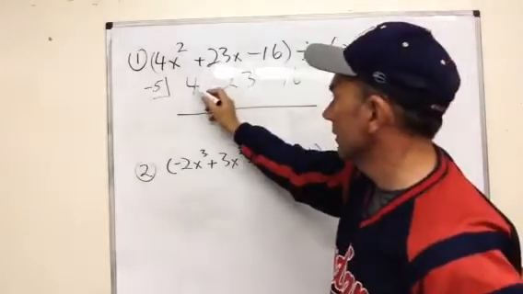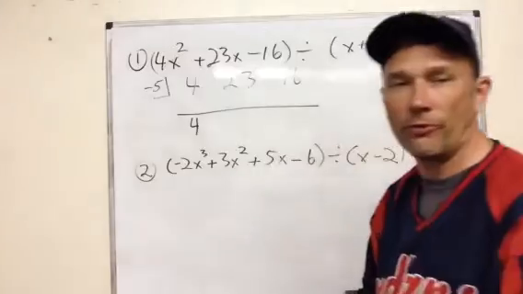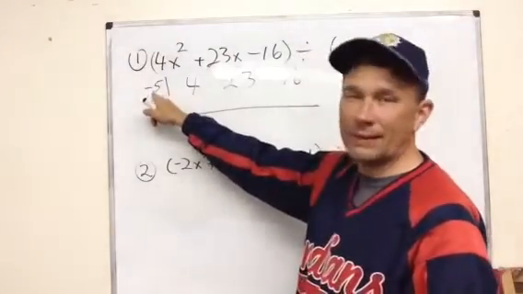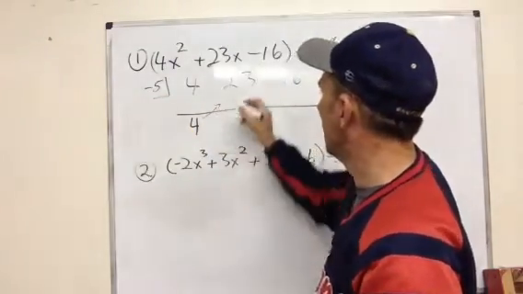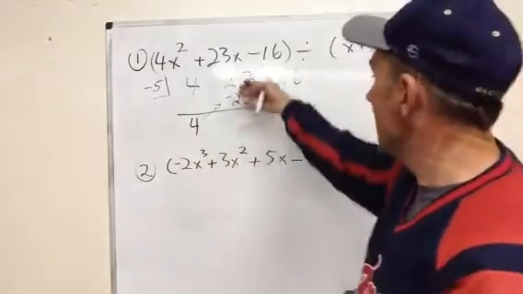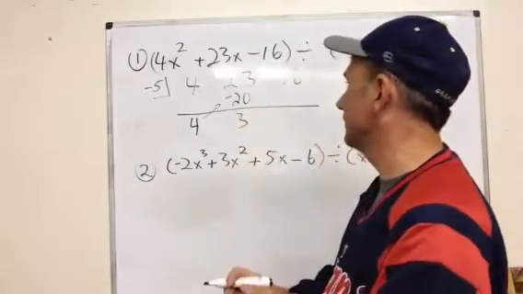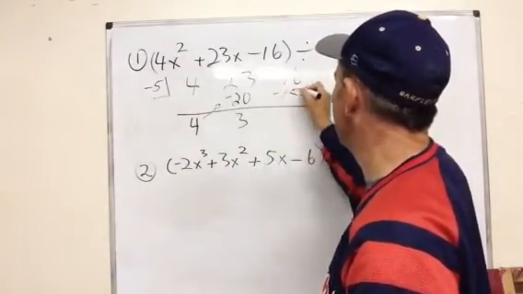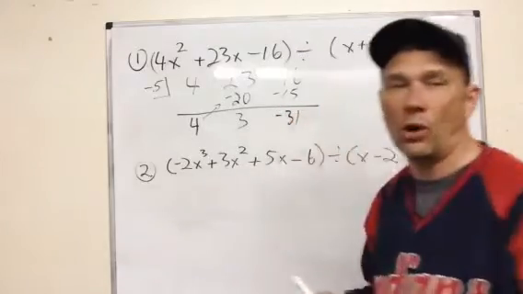So we start with 4 plus nothing is 4. So we put a 4 there. I now have to multiply this 4 by this number in the box, negative 5. And it goes up here as a negative 20. Just multiplying those out. Again, I'm going to add down. 23 and a negative 20 is positive 3. I now have to multiply this 3 by my number in the box. And I get negative 15. Add that down, and I get negative 31.